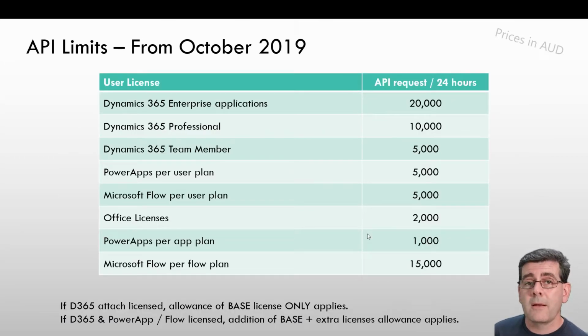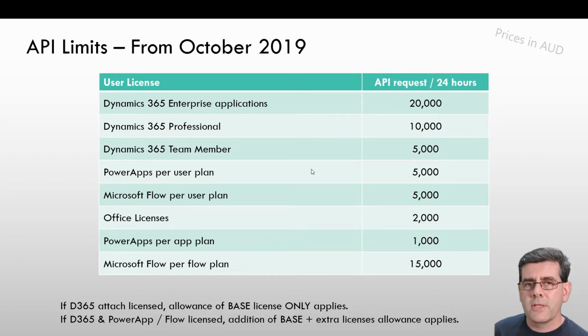Another thing that's come about as part of this is the API limits. So when you're making an API call into your CDS or Dynamics 365 data, then we now have a limit per 24-hour period. We had limits before, but it was a sliding 5-minute window. So now we have a limit per 24-hour period. So we can see here, based on the various licenses that the user might have, the number of API calls that are included with that user license.